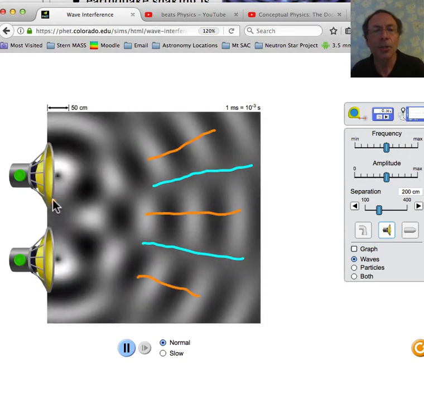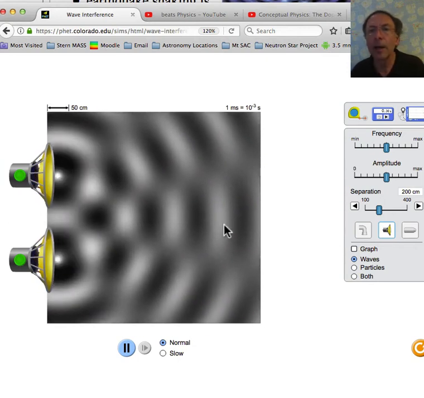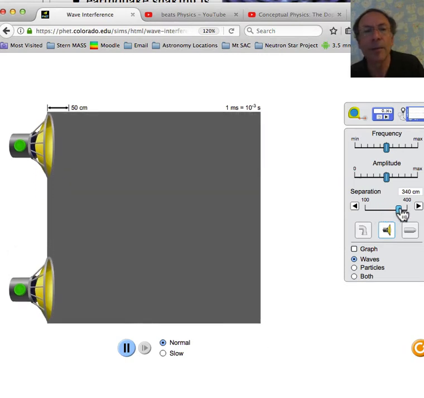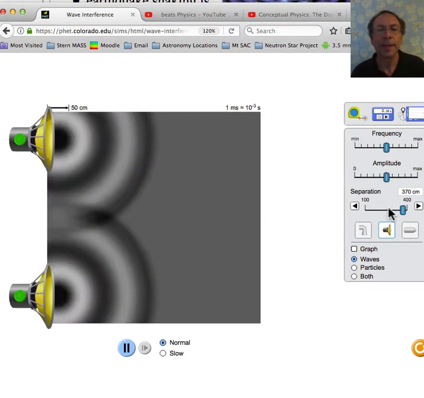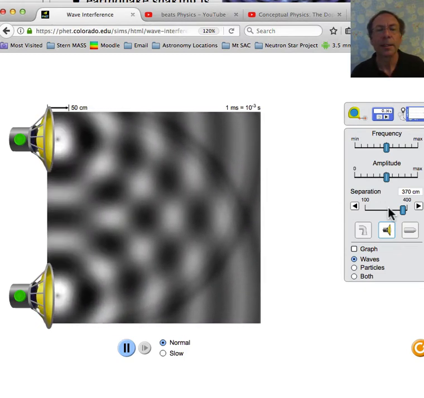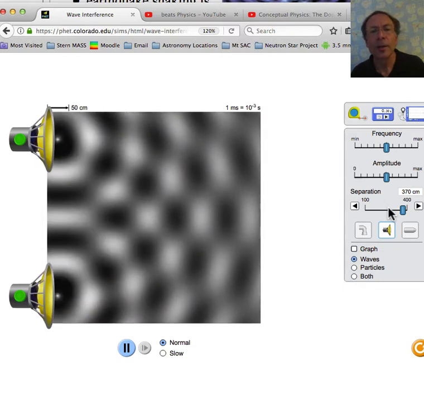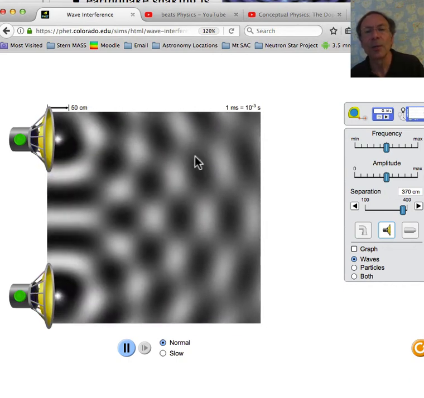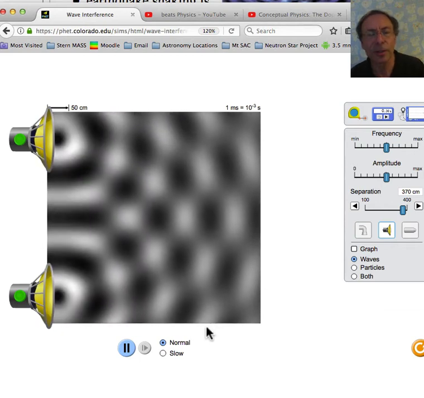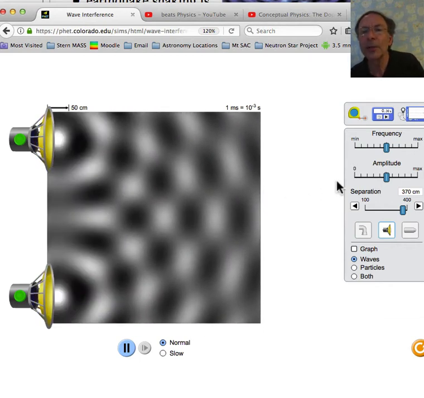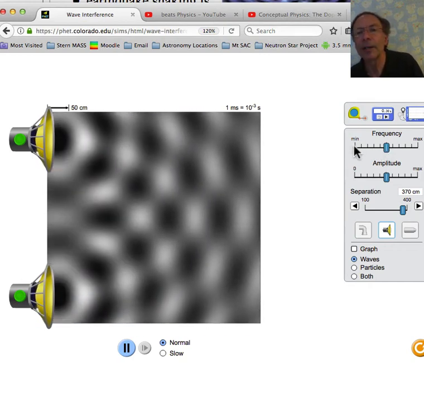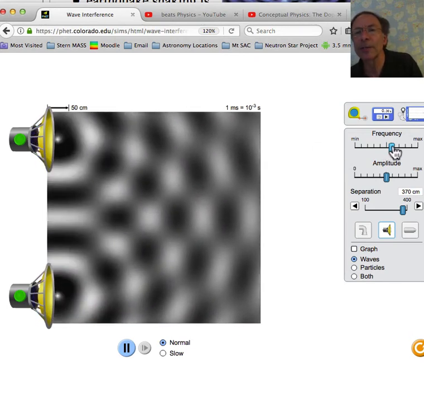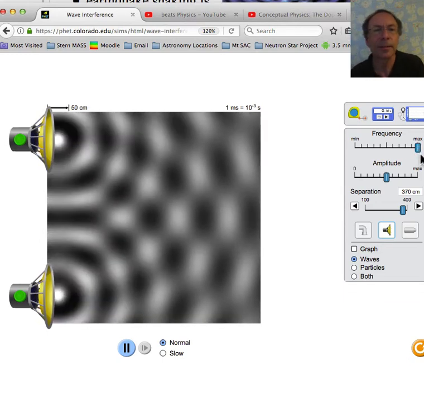Now, the pattern changes depending on how far apart the two loudspeakers are. So, for example, let's make them further apart and see what happens. Now, when they're further apart, you get more fringes, which means more zones of destructive and constructive interference. Another thing that you can do that will change the pattern is decrease the wavelength or increase the frequency. Increasing the frequency causes the wavelength to decrease. So now let's see what happens.